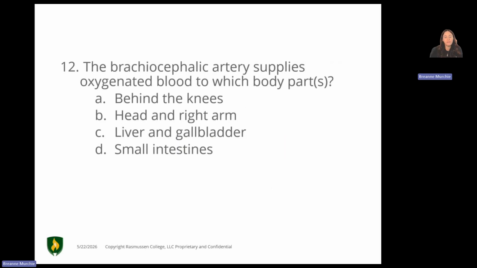Number 12, the brachiocephalic artery supplies oxygenated blood to which body parts? Brachio means upper arm. Cephalic means referring to the head. So this is going to be head and right arm. Behind the knees, it would be popliteal. The artery that supplies the liver is the hepatic artery. The one that supplies the gallbladder is the cystic artery. And then the artery that supplies the small intestines is the mesenteric artery.